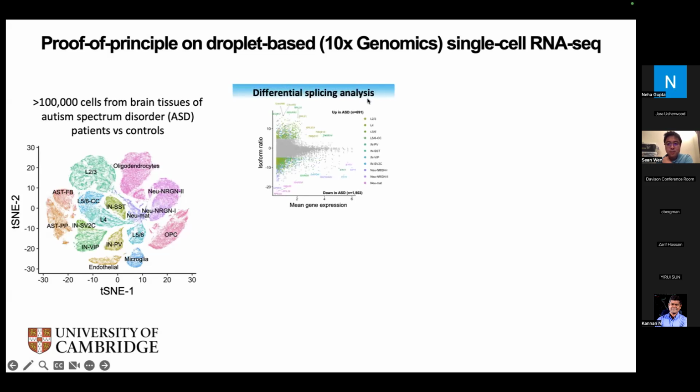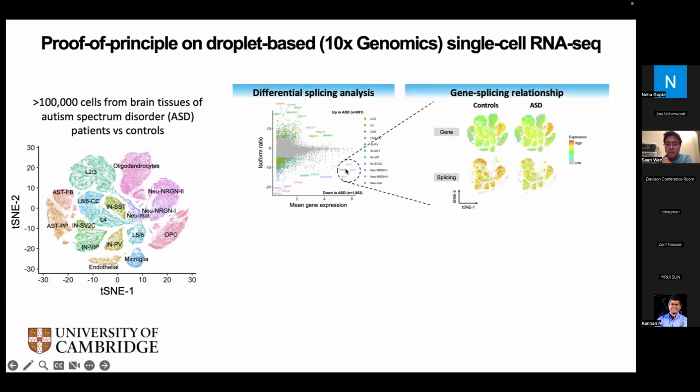And so we first performed differential splicing analysis, and we found 691 splice junctions that are upregulated in individuals with autism, and 1,903 splice junctions that are downregulated in individuals with autism. And over here, I want to highlight this gene that consistently pops up in my volcano plot, which is SYT1. If we look at SYT1, its gene expression is very much similar between the controls and individuals with autism. But if we look at the splicing profile, you would see that it's downregulated in autism relative to individuals without autism.